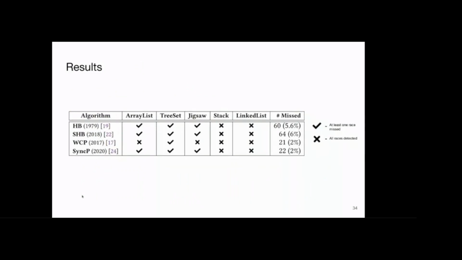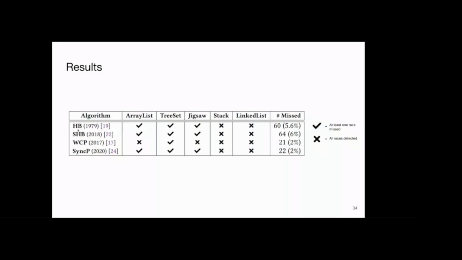So I'm going to talk a bit about our results. We evaluated RaceInjector on five different programs: ArrayList, TreeSet, Jigsaw, Stack, and Linked List. And we tested 4 algorithms that have come out since Happens Before. For each of these programs, we just generated a single trace and then ran RaceInjector on each of these traces. And here a check mark means that we are successfully able to insert a race condition that is undetected by the algorithm. So here, a check mark on ArrayList means we're able to insert a race condition into ArrayList that is undetected by Happens Before.